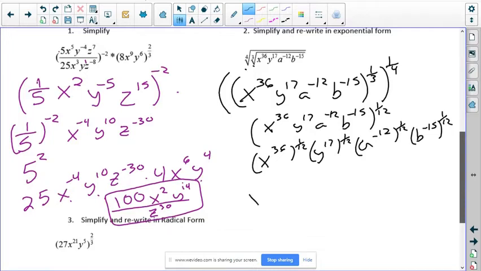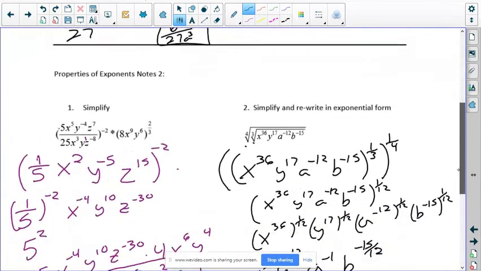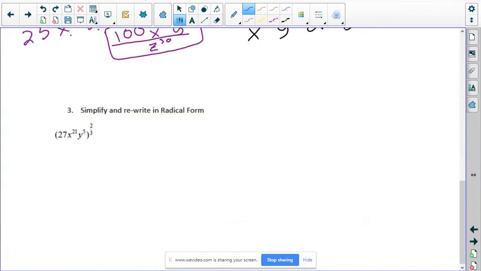So we get x to the 36 divided by 12, which is 3. Y, 17 divided by 12 doesn't simplify, so we can just leave it as 17/12ths. And then a to the negative 12th to the 1/12th is a to the negative first. And then b to the negative 15th times 1/12th is 15/12ths. Well, it's asked us to rewrite this in exponential form. We're going to leave this in exponential form at the end.